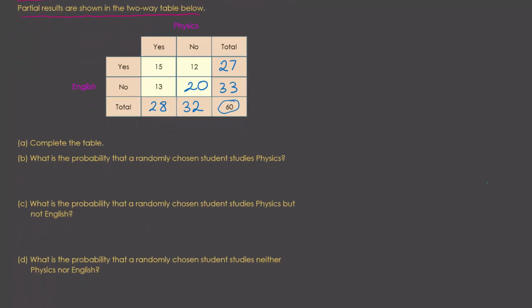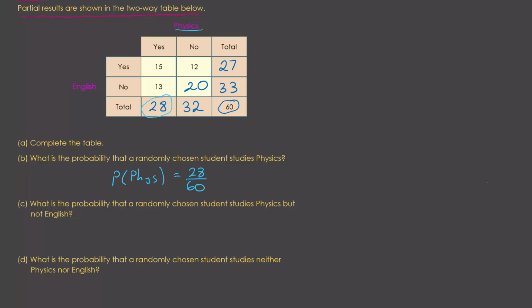What is the probability that a randomly chosen student studies physics? Well, physics, yes. 28 of those. So the probability that they study physics is going to be 28 out of 60. Let's not worry about cancelling down.